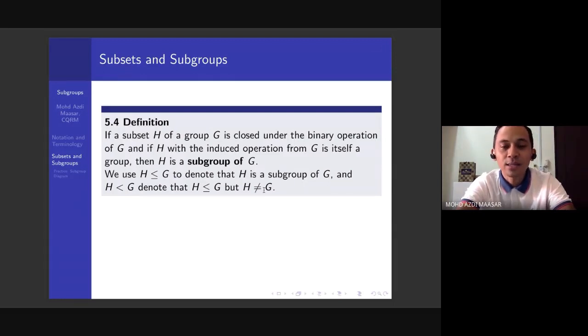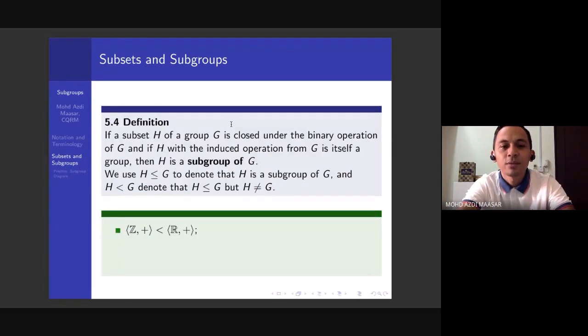Okay, because if H is equal to G, it still can be a subgroup of G. Okay, because of this definition again. So if I were to write an example, I can write that the group of integers under the usual addition is a subgroup of real numbers under addition. We have seen before, real number addition is a group. Integer under addition is also a group.